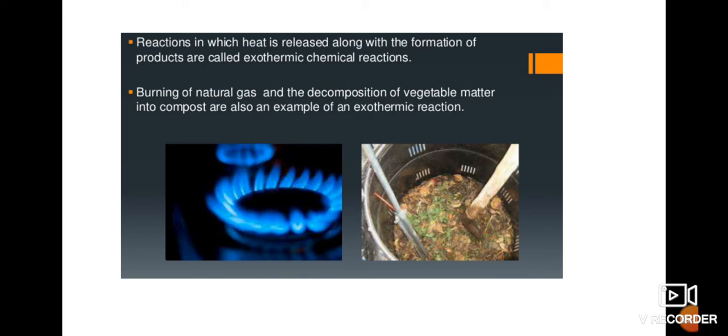Any type of reaction in which heat is released is called an exothermic reaction, whereas any type of reaction in which heat is absorbed is called an endothermic reaction. Remember, in endothermic reactions the temperature will decrease, whereas in exothermic reactions the temperature is going to increase. A simple example for an exothermic reaction is respiration, whereas for endothermic it is photosynthesis.